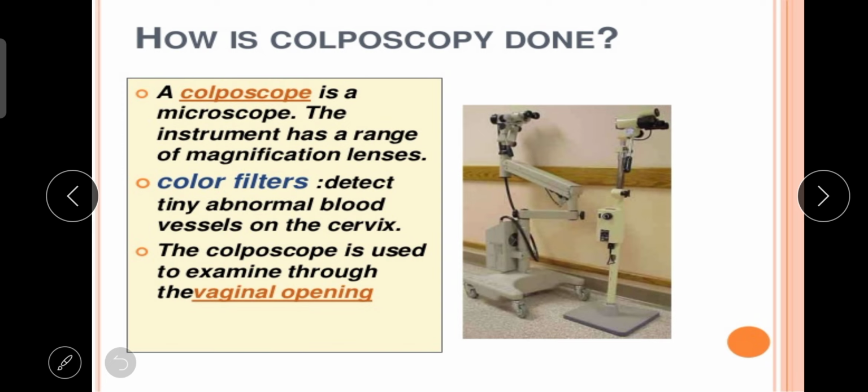And how is colposcopy done? A colposcope is a microscope. The instrument has a range of magnification lenses and color filters to detect tiny abnormal blood vessels on the cervix, and the colposcope is used to examine through the vaginal opening.